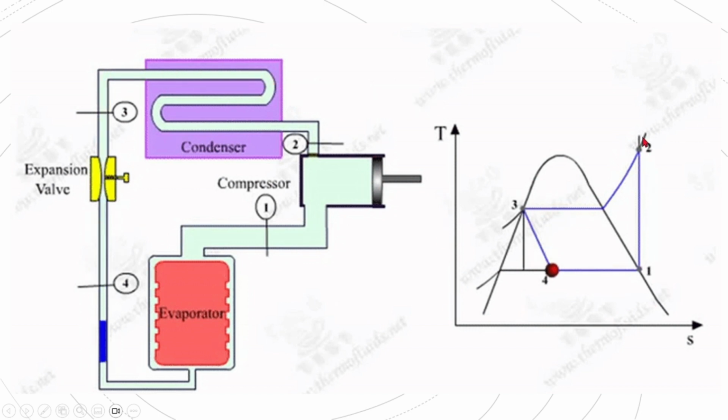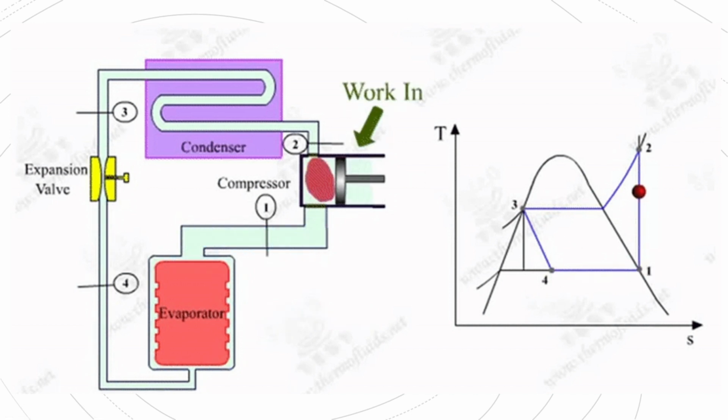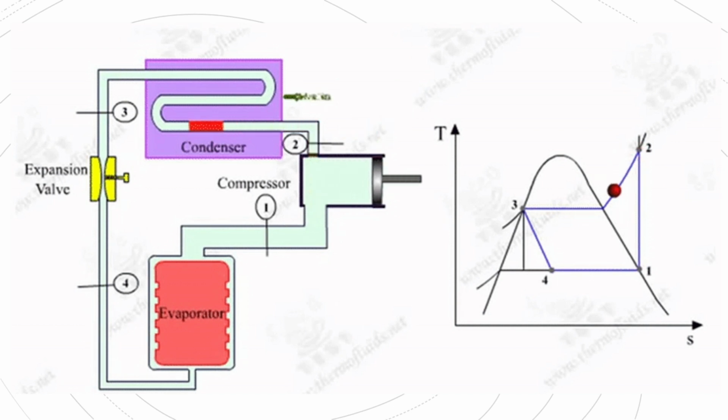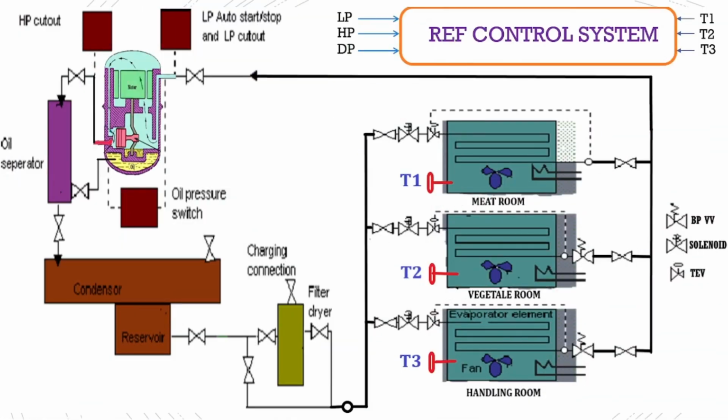So 1 to 2 is isentropic, 2 to 3 is isobaric, because in the condenser we do not want to lose the pressure, as I explained in the previous videos, and 3 to 4 is isenthalpic pressure reduction in the expansion valve. We do not want to have any enthalpy reduction in the expansion valve. And 4 to 1 is again isobaric evaporation, right? So this is the basic process. Let's move ahead with the system.